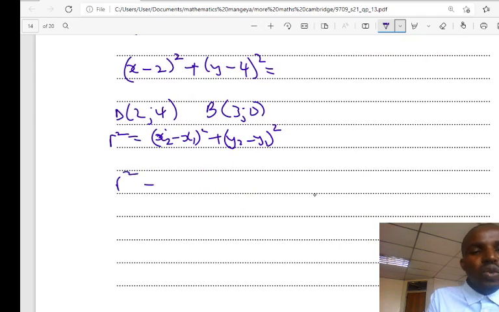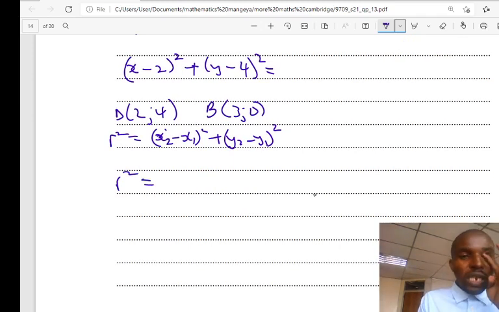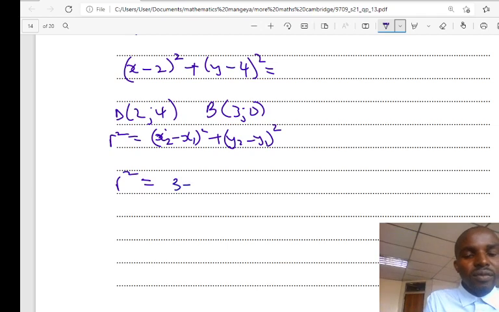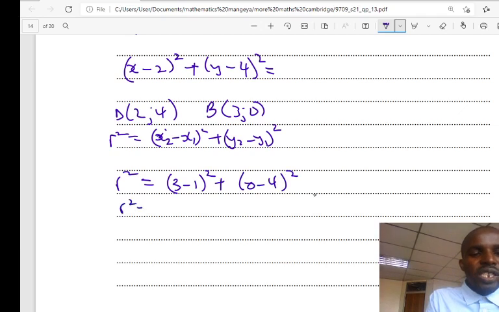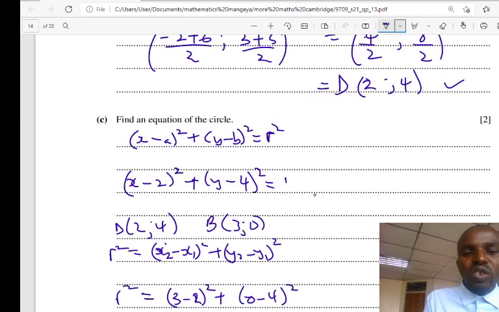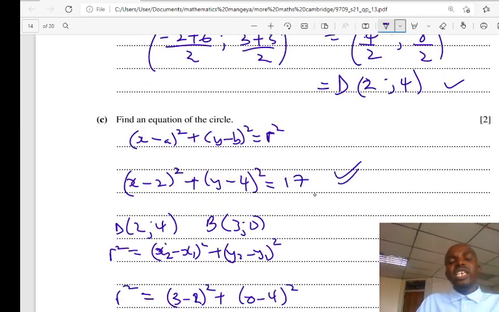So r squared is equal to (x2 minus x1) squared. You can say (3 minus 1) squared plus (0 minus 4) squared. r squared is equal to 3 minus 2, which is 1, squared is 1, plus 0 minus 4 is minus 4, squared is 16, which equals 17. So r squared is equal to 17. Then you come up here, we replace r squared, you put 17. So this one will be the equation of the circle. Then you can say you are done.